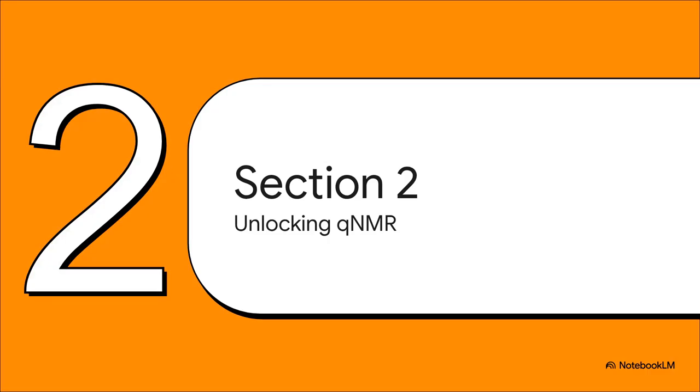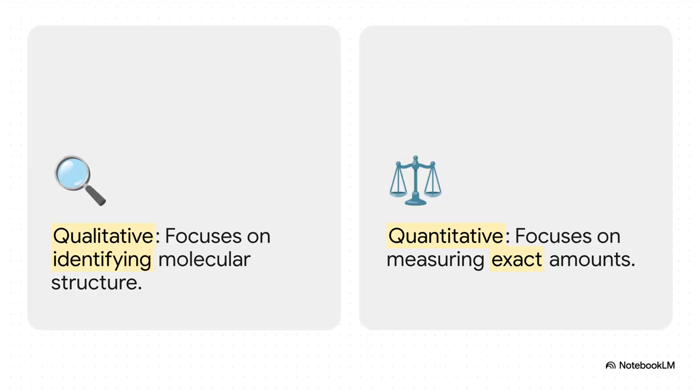Moving right along, Section 2, unlocking quantitative NMR. So if qualitative NMR is that facial recognition scan we talked about, the one that tells us exactly who is in the room based on chemical shifts and connectivity, quantitative NMR, or qNMR, is the absolute head count. It tells us exactly how many are in the room. Qualitative focuses on what the molecule is, but quantitative NMR is laser-focused on highly accurate integration to measure the exact amount or purity of that substance. It's the difference between just identifying a suspect and knowing the exact number of suspects you're dealing with.